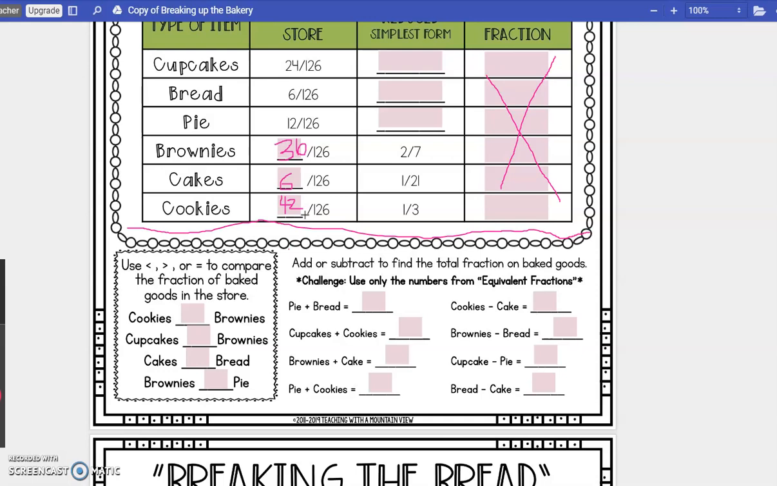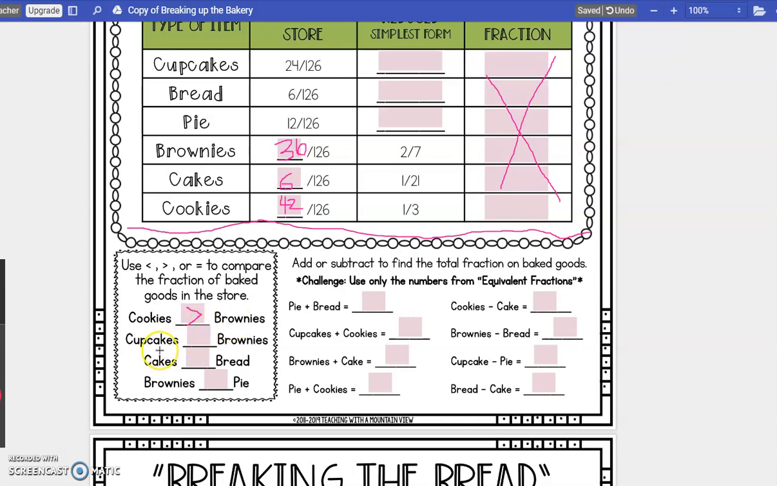Great. If you said more cookies because 42 is bigger than 36, you are correct. So you would make your sign like this with the mouth facing the bigger one, eating up the cookies because there are more cookies than brownies. So cookies are greater than brownies.